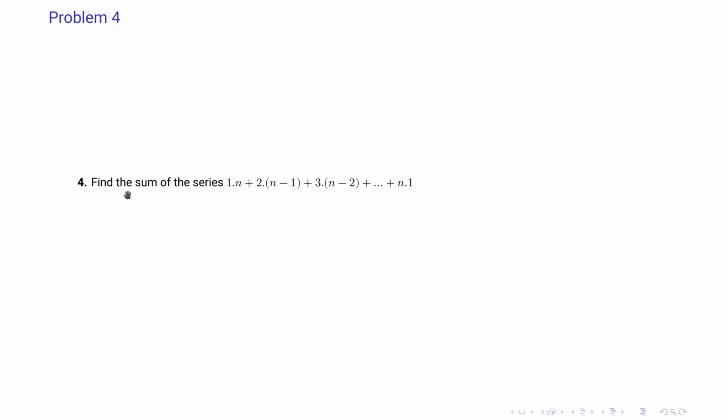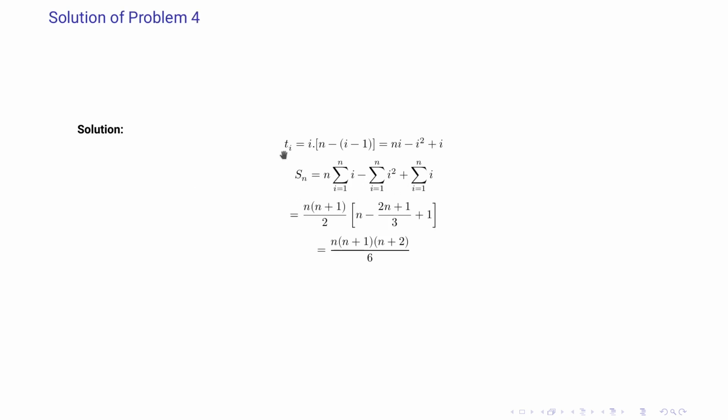Problem 4 says: find the sum of the series 1 into n plus 2 into n minus 1 plus 3 into n minus 2 plus up to n into 1. So here the ith term would be i into n minus i minus 1, that is ni plus i minus i square plus i. Here n is treated as constant and taken out, and we have sigma i, sigma i square and sigma i. So we substitute the values here and we find the result as n into n plus 1 into n plus 2 by 6.